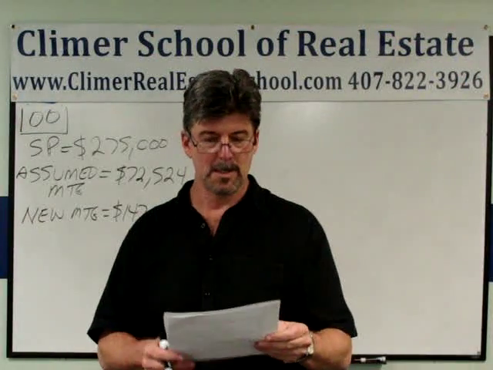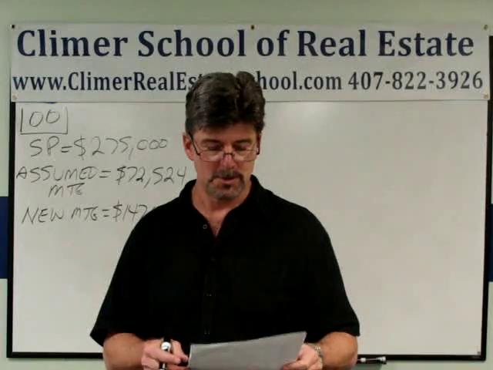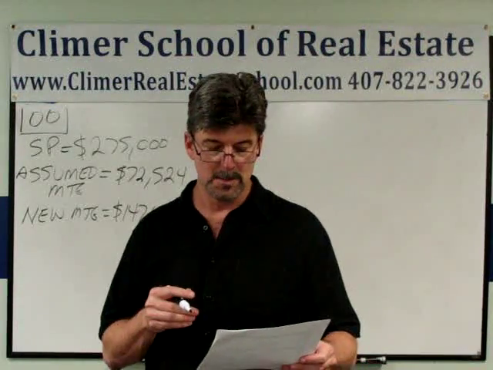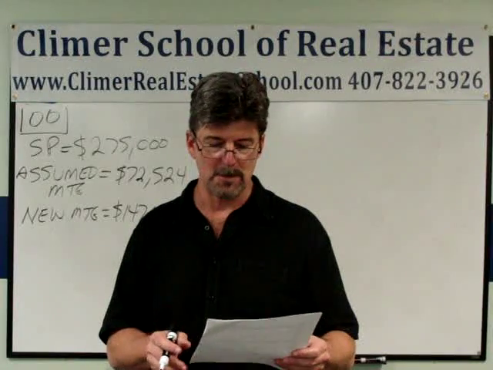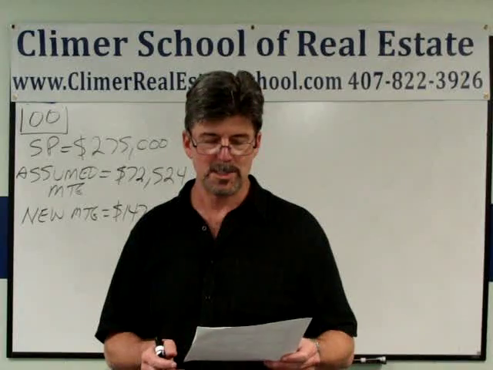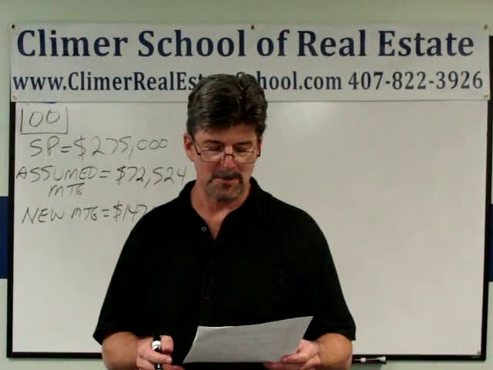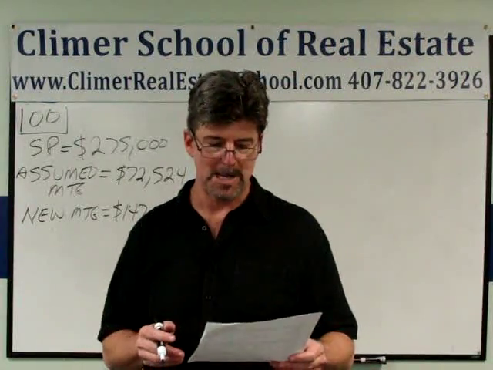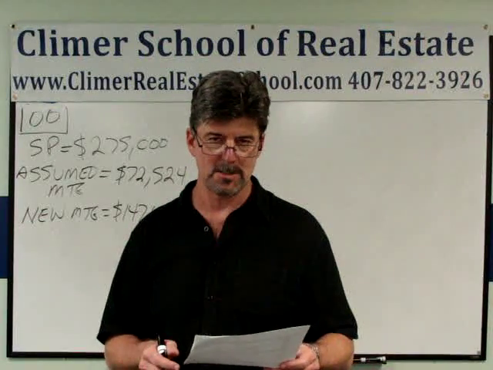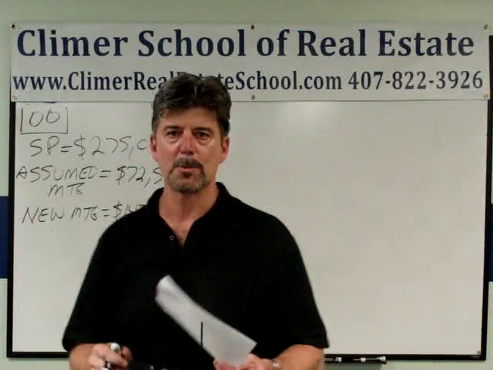Number 100. Andy bought a house from George for $275,000. He assumed an existing mortgage of $72,524 from George and obtained a $147,475 new mortgage from the bank. What are the total state transfer taxes in this transaction? All right, well, let's do it together.